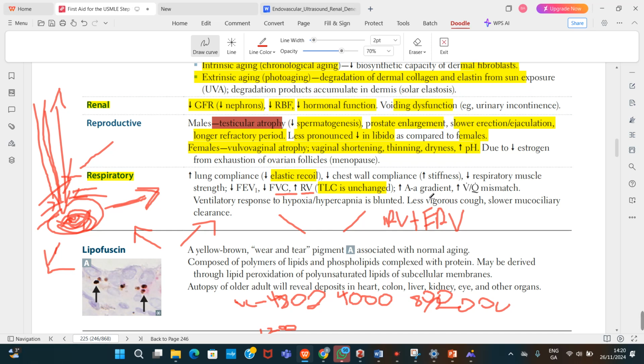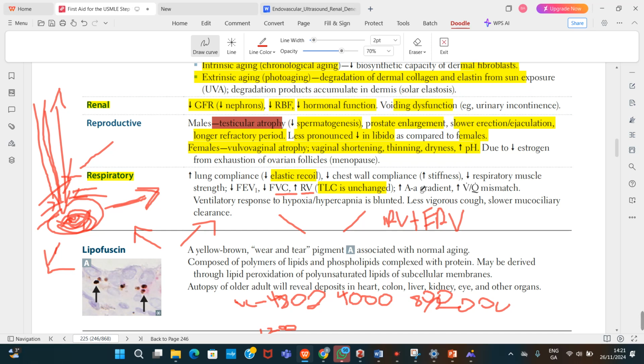So what's going to happen to the A-a gradient? The reason why the A-a gradient is increased is because with aging, the surface area of the alveoli reduces. Hope we know the causes of normal A-a gradient: high altitude and hyperventilation. What I used to remember is that anything that is going to compromise the respiratory organ, the lung itself, will cause an increase in A-a gradient.